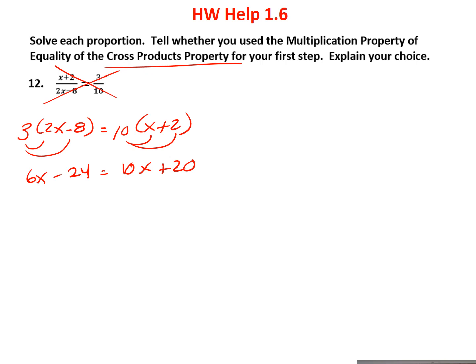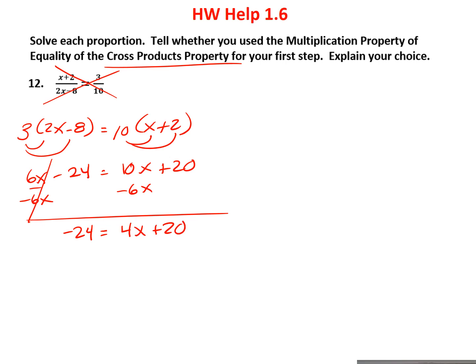So let's gather all the variables on one side. This time 6 is smaller than 10, so let's get rid of the 6x by subtracting 6x from both sides. That goes away and I get minus 24 equals 4x plus 20. And now we have a two-step equation.